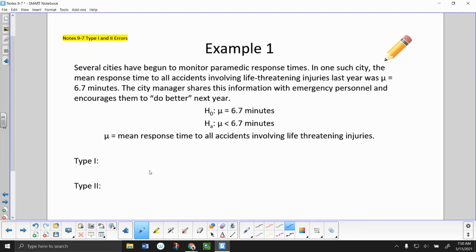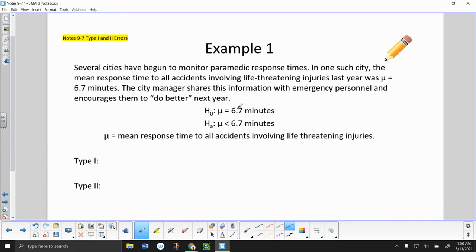It says several cities have begun to monitor paramedic response times. In one such city, the mean response time to all accidents involving life-threatening injuries last year was mu equals 6.7 minutes. The city manager shares this information with emergency personnel and encourages them to do better this year. Here are the null and alternative hypotheses: mu equals 6.7 minutes. If they're doing better, that means they have a lower response time, so that's why it's a less than, and mu is the mean response time to all accidents involving life-threatening injuries.